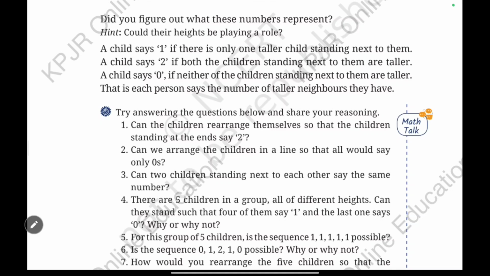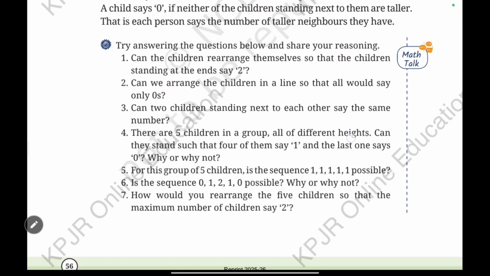So the tallest child is at the end of the line. Their other neighbor is shorter. So they say zero. Got it? Any doubt? Whatever I am saying orally, I want you to write it below this question. So yes, it is possible.